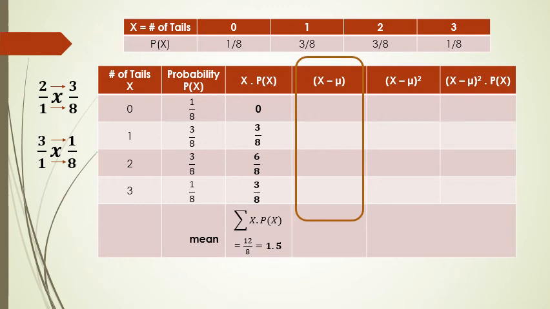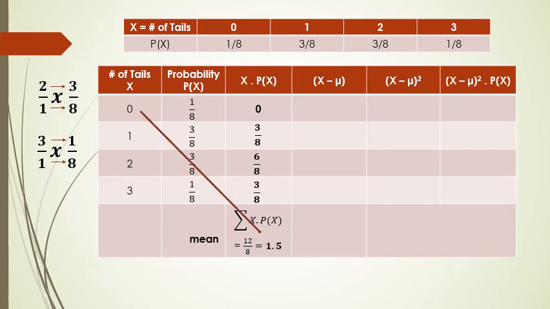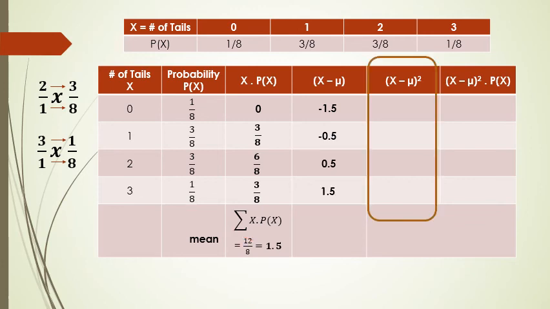So, you have there x minus mu, that symbol. So, ang symbol nato is mean. Kanang symbol, pasabot mean. So, buhaton, that is x or 0 minus 1.5. So, ang 0 minus 1.5, the answer is negative 1.5. Then, 1 minus 1.5 is negative 0.5. Then, 2 minus 1.5 is 0.5. Then, 3 minus 1.5, the answer is, of course, 1.5.